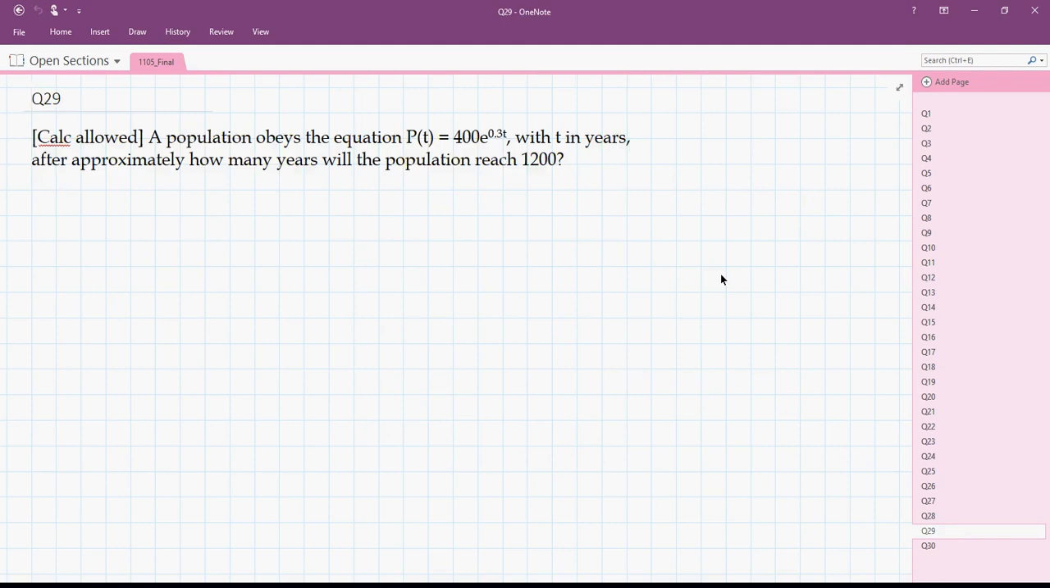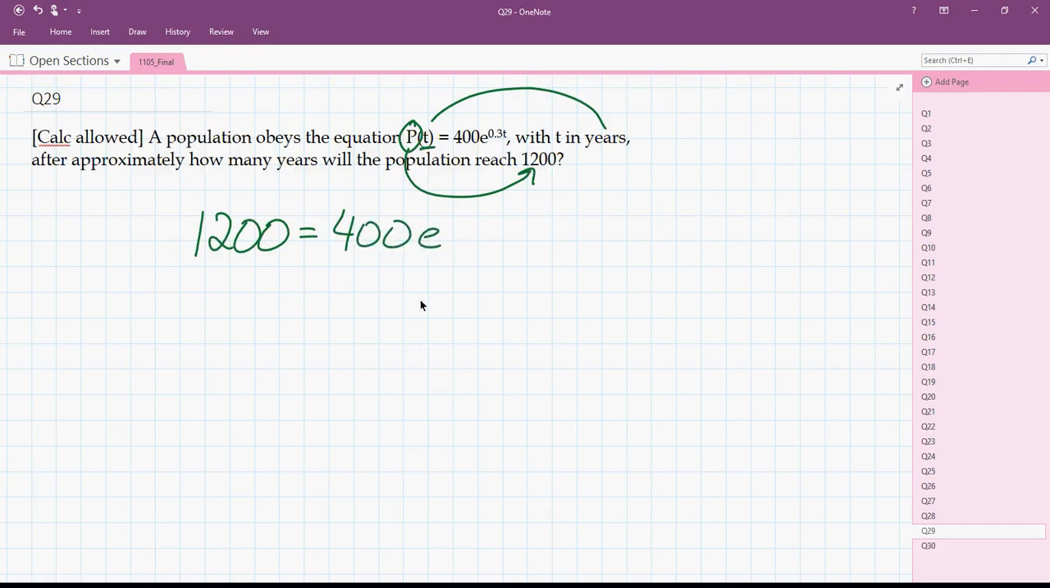A population obeys the equation P of t is equal to 400 e to the 0.3 t, with t in years. After how many years will the population reach 1200? So we're given a formula for population and a value we want it to reach. Here you have two things: t, which is in years, and population, which would be this value. So it's saying that 1200 is equal to 400 e to the 0.3t.